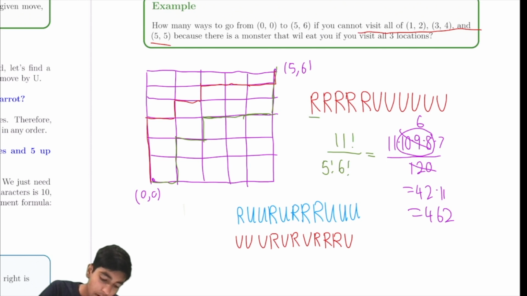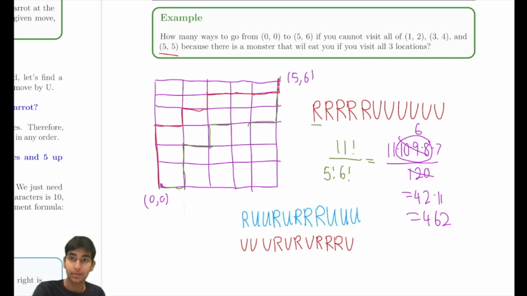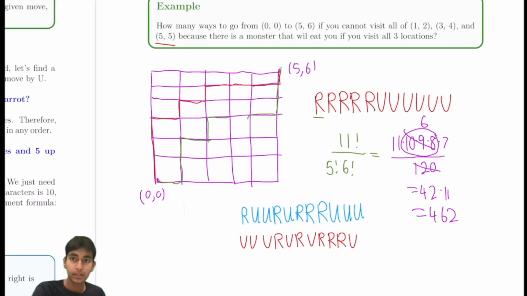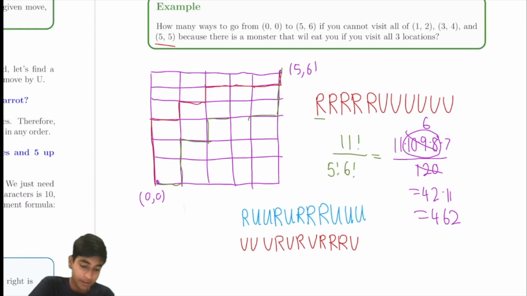Complementary counting, remember, is where we find the total number of possibilities, which is this right here, and subtract the ways where the opposite of the constraint happens. So where we do visit all the points, those are the bad ways which we will subtract. Okay, that's interesting. Let's do that, I guess.